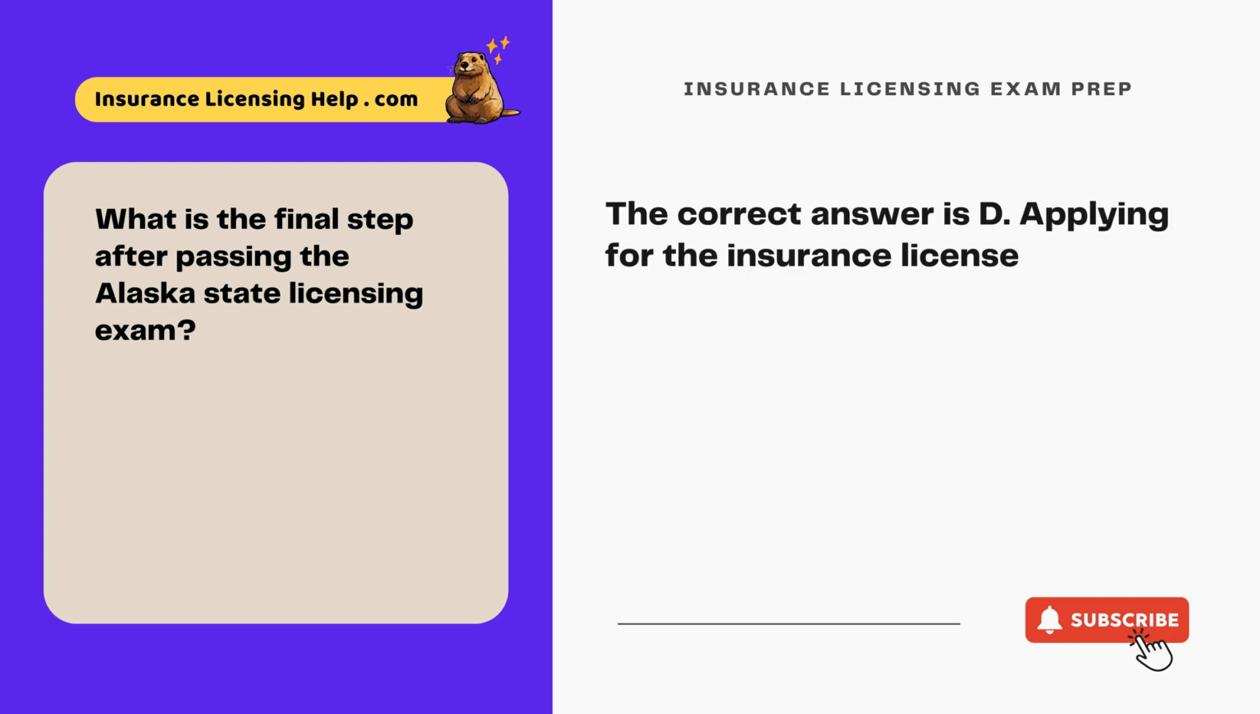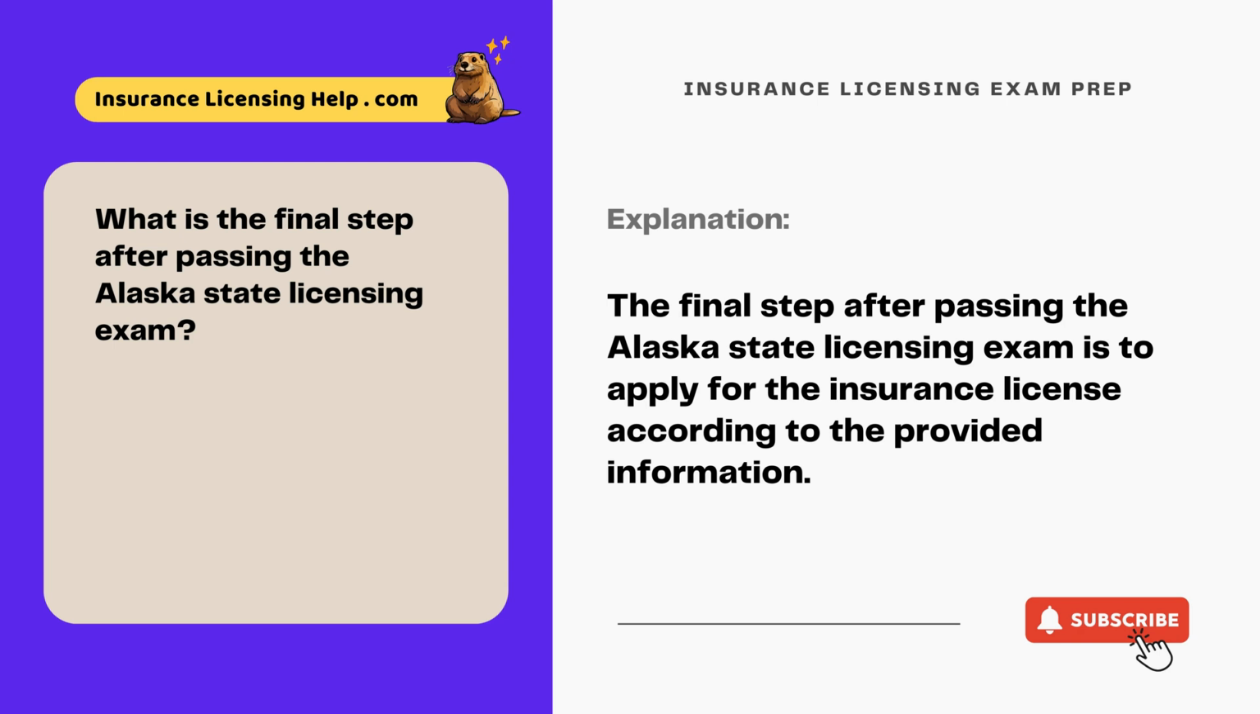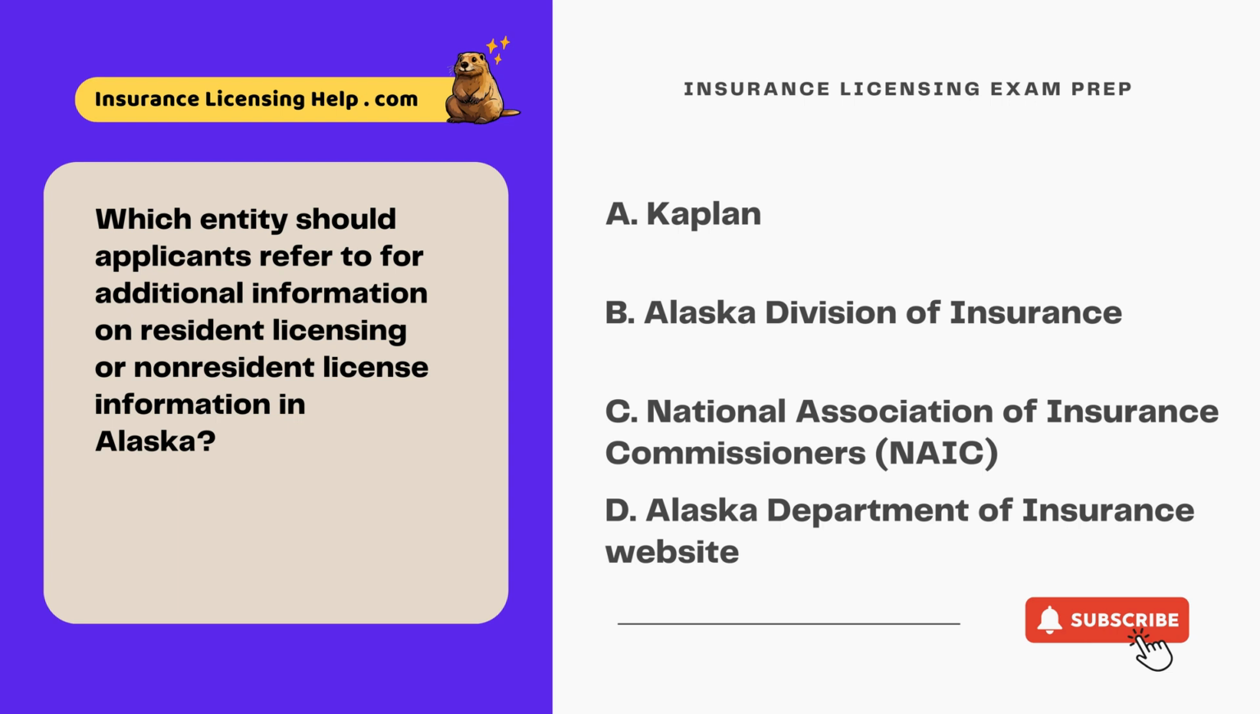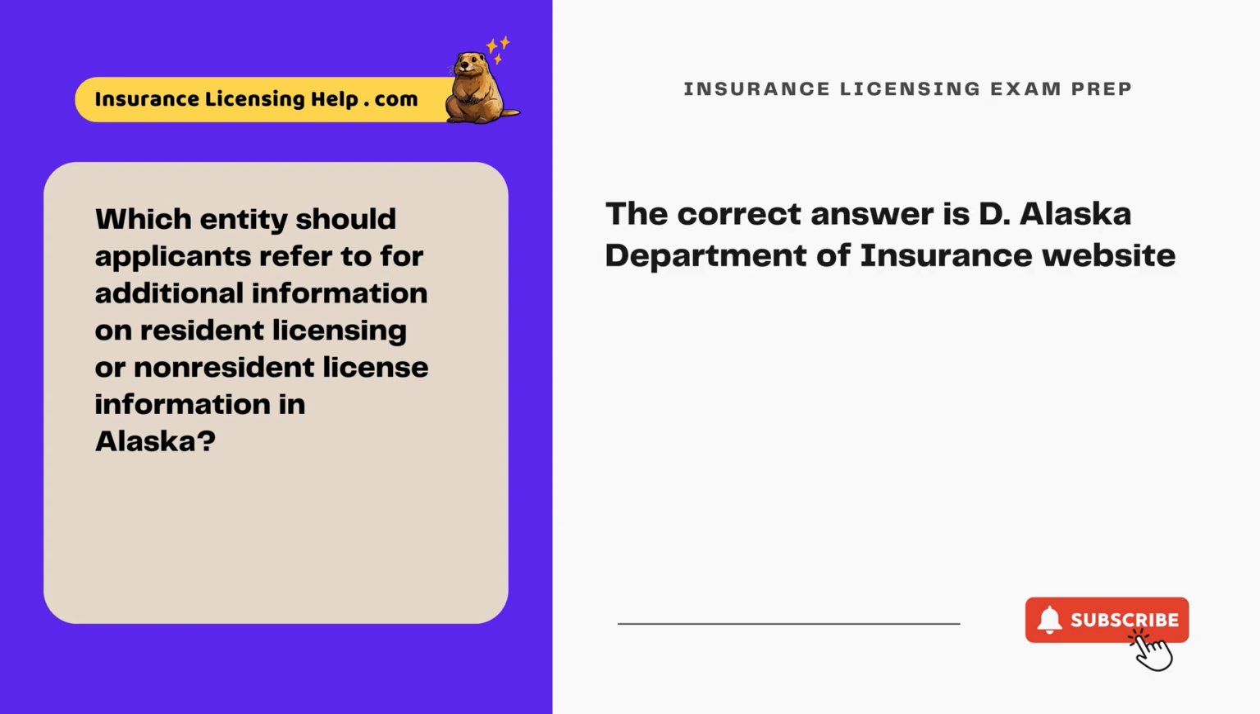Applying for the insurance license. The final step after passing the Alaska State Licensing Exam is to apply for the insurance license according to the provided information. Which entity should applicants refer to for additional information on resident licensing or non-resident license information in Alaska? A. Kaplan. B. Alaska Division of Insurance. C. National Association of Insurance Commissioners, NAIC. D. Alaska Department of Insurance website. The correct answer is D.